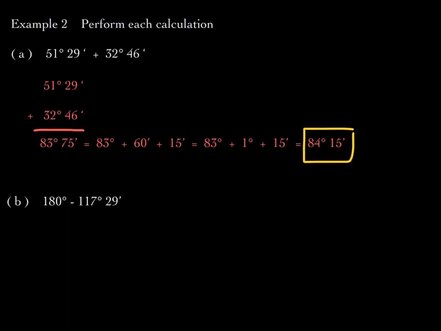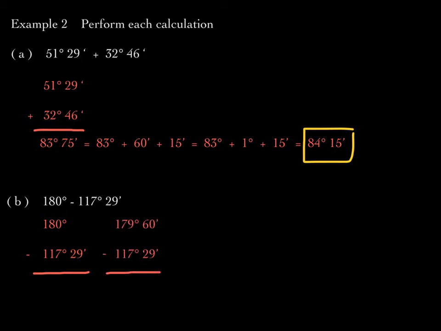The next calculation is 180 degrees minus 117 degrees and 29 minutes. All right, so let's stack this up vertically. Now we know that we cannot take 29 minutes away from no minutes, so let's convert 180 degrees to 179 degrees and 60 minutes. So basically take 1 degree away from 180 degrees and convert that 1 degree to 60 minutes.